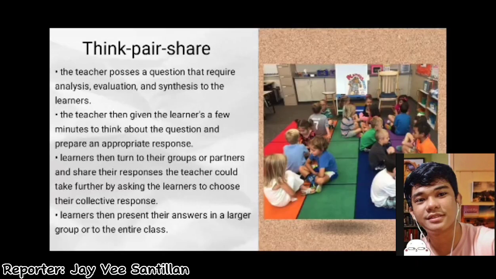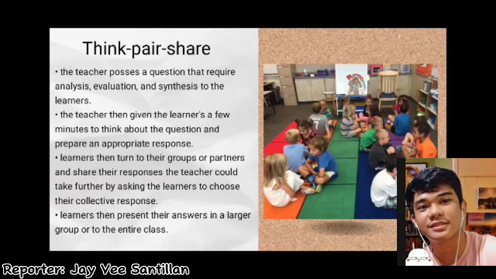Think, pair, and share. The teacher poses questions that require analysis, evaluation, and synthesis to the learners. The teacher then gives the learners a few minutes to think about the questions and prepare an appropriate response. The learners then turn to their groups or partners and share their responses. The teacher could take it further by asking the learners to choose their collective response. Learners then present their answer in a larger group or to the entire class.